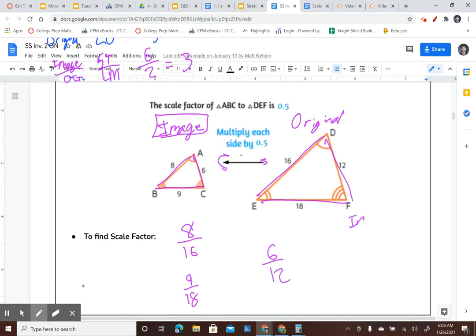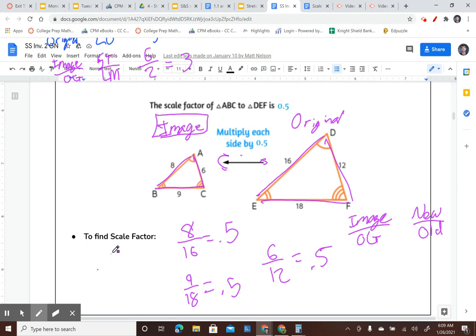That is my image over my original. You can also think about it as my new over my old. All right. So here, 8 divided by 16, 9 divided by 18, and 6 divided by 12. It's going to give us 2. Oh, excuse me. It's going to give us 0.5. I was getting a little ahead of myself there. 0.5, 0.5, 0.5. Right? Because 6 over 12 would reduce to 1/2, which is 0.5.